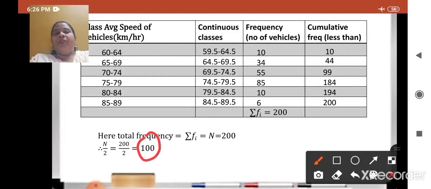Now, in this cumulative column, you need to search for the first value which will include this 100. 10 is not including 100. 44, even 44 is not including 100. It is only till 44, right? 99 is also not having this 100. It is only till 99. The first value which includes this is 184. Now this tells me that 74.5 to 79.5 is my median class.